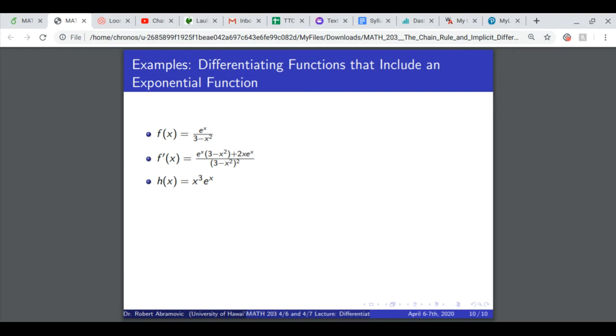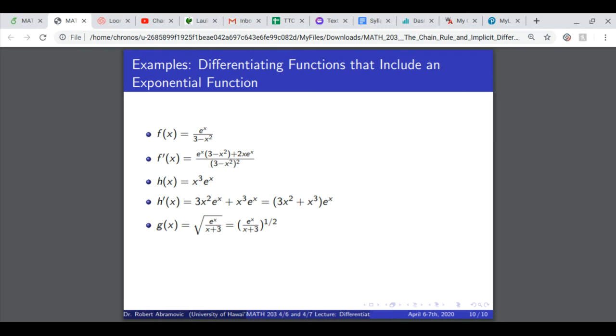h of x is x cubed times e to the x. This is the product of two functions. We now know how to differentiate e to the x, so we're left with the derivative of h of x is 3x squared e to the x plus x cubed e to the x, which is the same as, we can factor out e to the x that appears in both terms, so we're left with 3x squared plus x cubed, times e to the x.